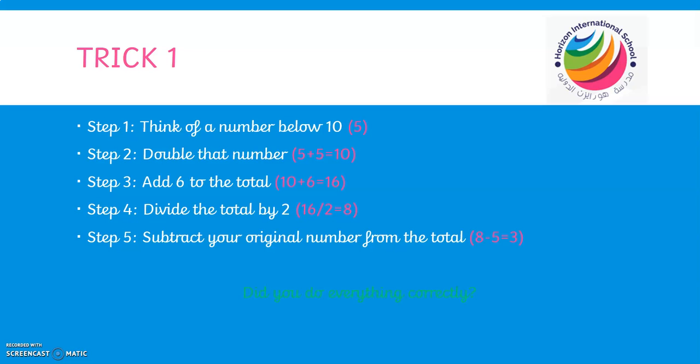Again, make sure you ask them to check over their work. They may have written this down on a piece of paper, so they'll need to check that all of the steps have been completed correctly. Before they reveal their answer, you will be able to guess, as I said, that their final result is 3. This is because no matter which number they pick, the result will always be 3.